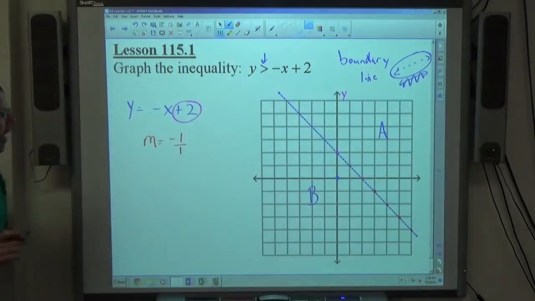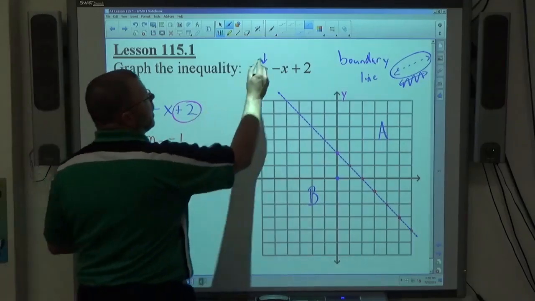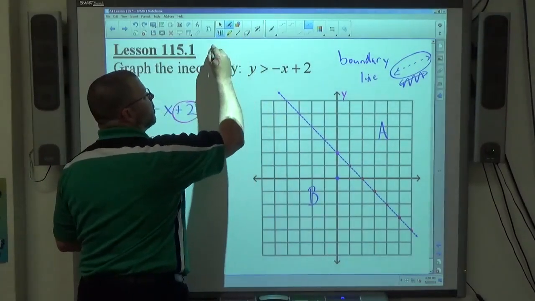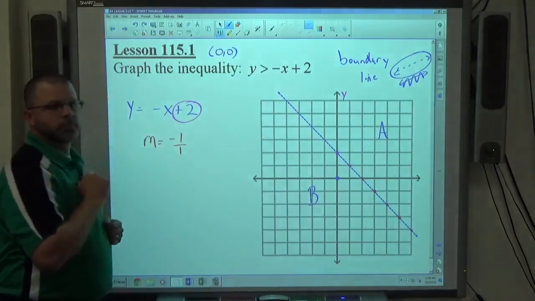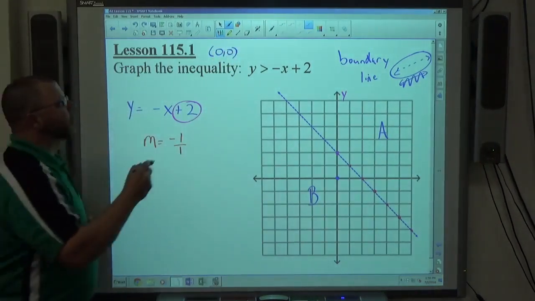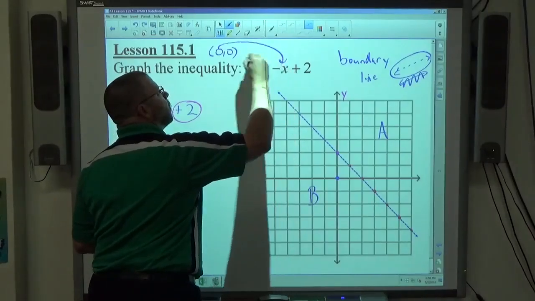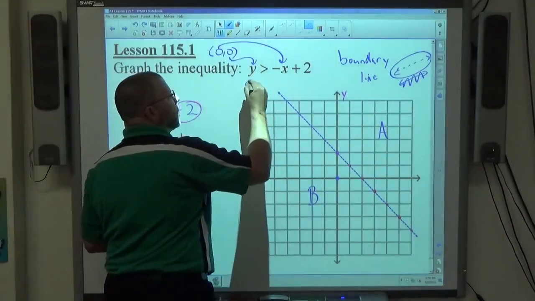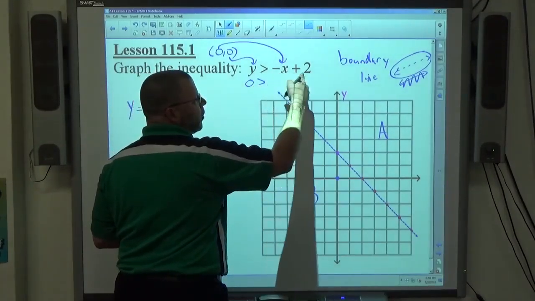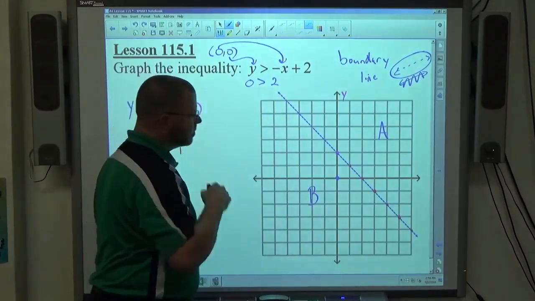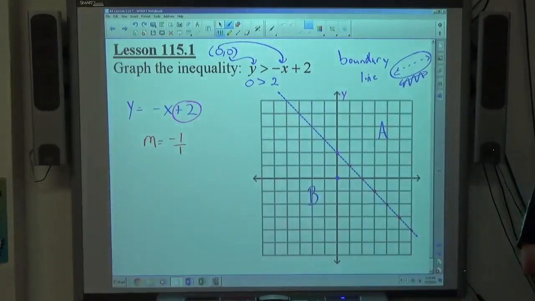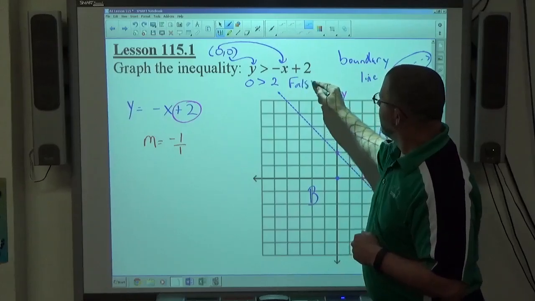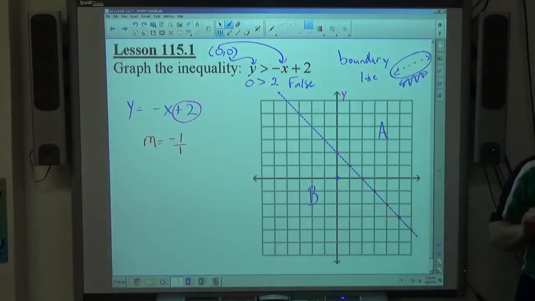All the test point's going to do is I'm going to go back to my inequality and replace x with 0 and y with 0 in this inequality to see what happens. So y equals 0, x is 0, 0 plus 2 is 2. What do we think about this statement, 0 greater than 2? It's wrong. It's false. We don't have to get true, we just have to know where true is.